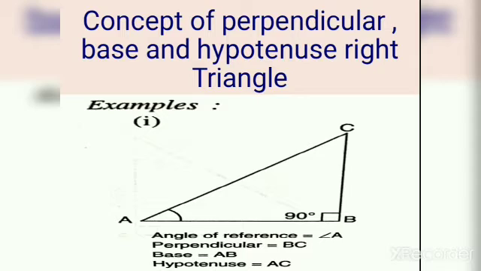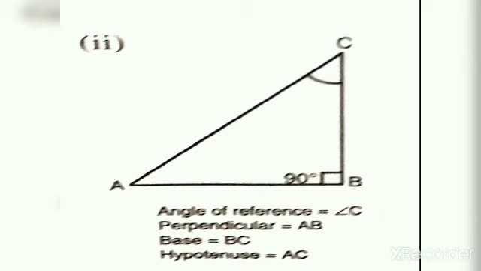You have to take any reference angle. You will be having two acute angles in a right angle triangle. An acute angle is nothing but an angle which is less than 90 degrees. So you have to take any one angle as a reference angle, and the side opposite to the acute angle will be the perpendicular, adjacent to it will be the base, and the side opposite to the right angle will be the hypotenuse.